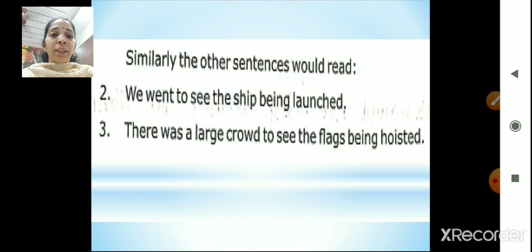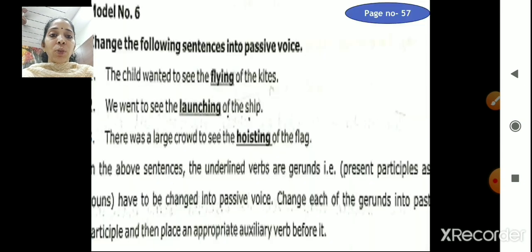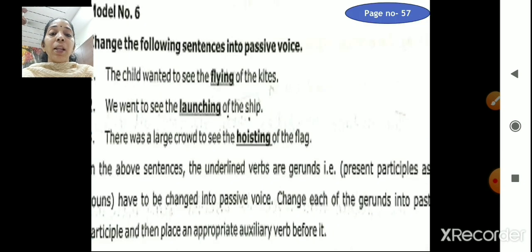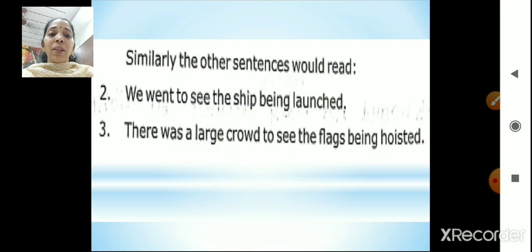Similarly, let's see the next question. We went to see the launching of the ship. So the answer will be: we went to see the ship being launched. The third one: there was a large crowd to see the hoisting of the flag. So what will be the answer? There was a large crowd to see the flags being hoisted.